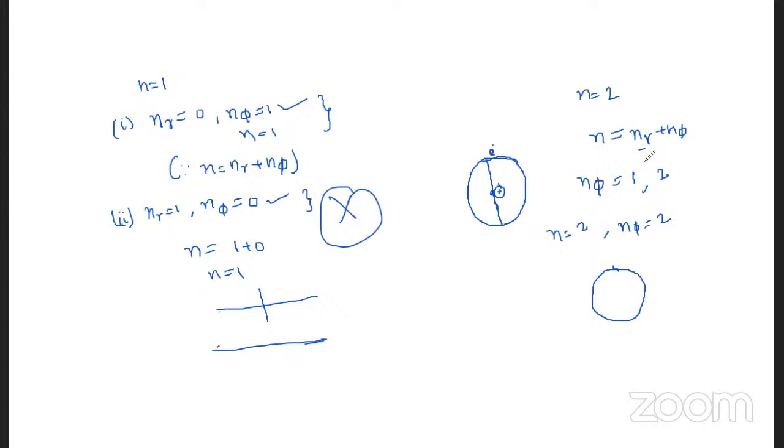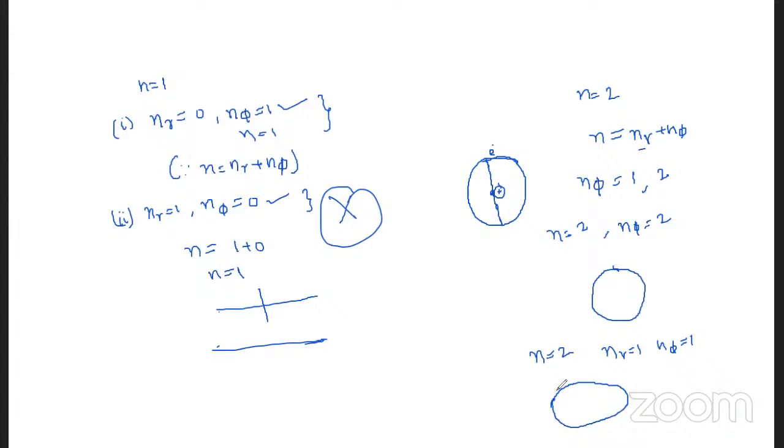Next condition: in order to get n equals 2, we can have the nr value equal to 1 and the nφ value equal to 1. Understand? In this case of n equals 2, nr equals 1 as well as nφ equals 1, and you are going to get an ellipse.